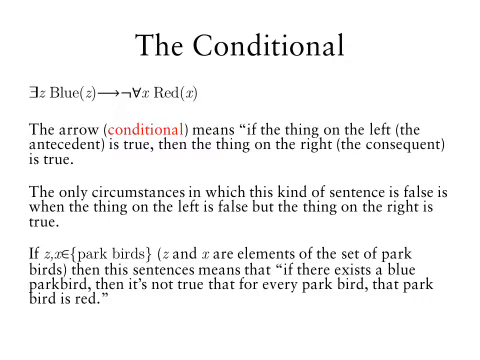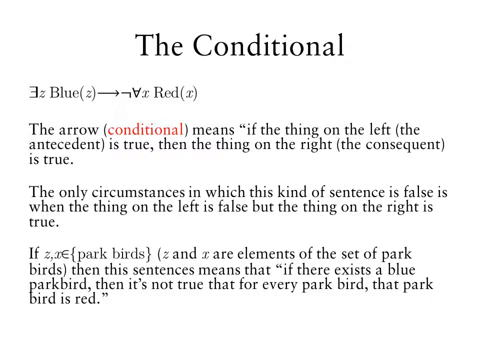So we said that there exists a Z such that Z is blue as a sentence. That sentence's truth entails, logically implies, the sentence that it's not the case that for every X, X is red, right? As long as, you know, Z and X are from the same group of things, the set of park birds, the same domain. So all this arrow means, all this conditional means is if the thing on the left is true, if this sentence, there exists a Z such that Z is blue, is true, then the thing on the right is going to be true. That's all that means.